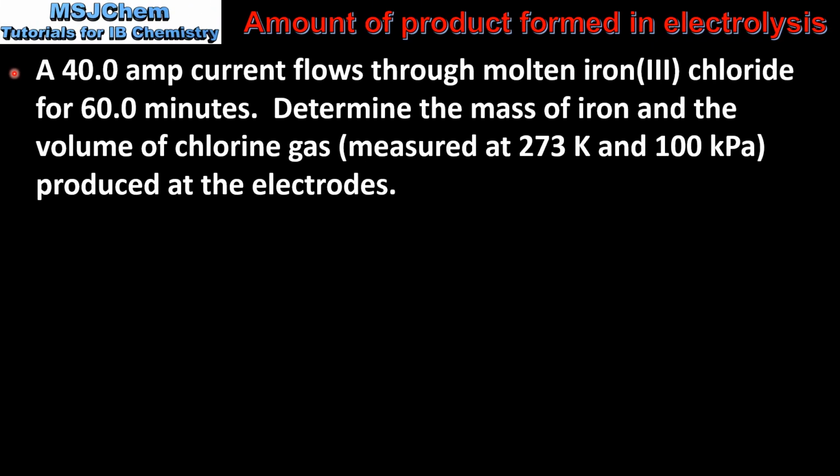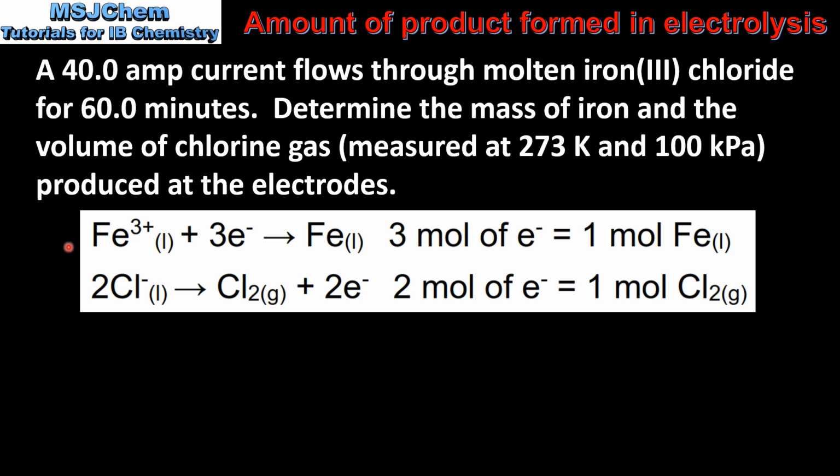Let's look at an example. A 40 amp current flows through molten iron chloride for 60 minutes. Determine the mass of iron and the volume of chlorine gas measured at 273 Kelvin and 100 kilopascals produced at the electrodes. So let's start by writing the equations that occur at the electrodes.